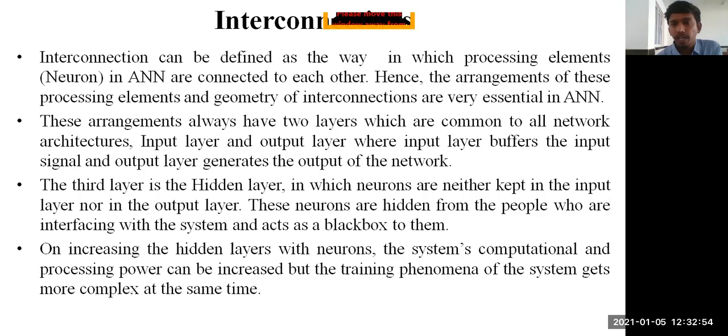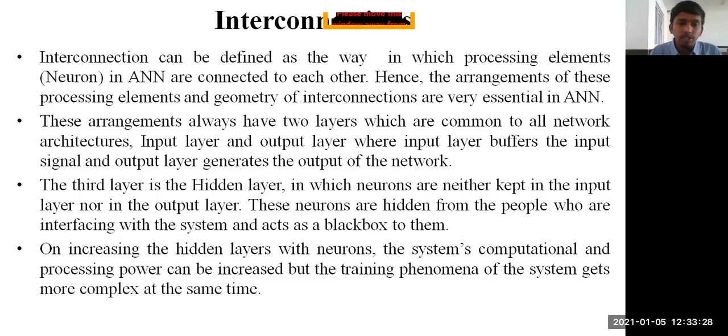Okay, so interconnection can be defined as the way in which processing elements, that is neurons in ANN, are connected to each other. So how one neuron is connected to another neuron, and so on till many neurons are connected, is called an interconnection. Hence the arrangement of these processing elements or neurons and the geometry of interconnections are very essential in ANN. How this functionality works using a number of connections is a key thing to be understood with respect to your ANN.